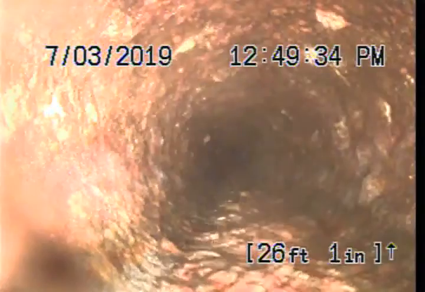Now, again, I did not see any breaks in any section of the cast iron. With that said, as long as there are no breaks or cracks, from what I'm seeing today, there's no reason to recommend that the line gets pulled out or changed at this moment.